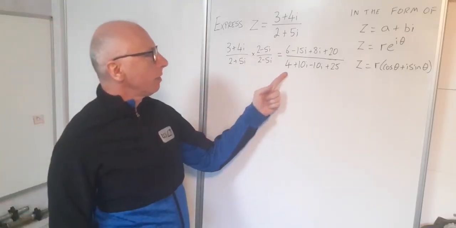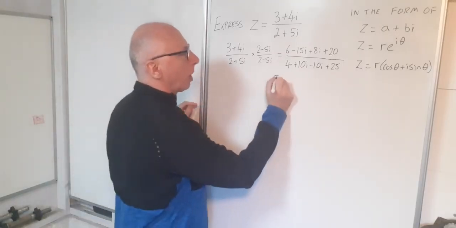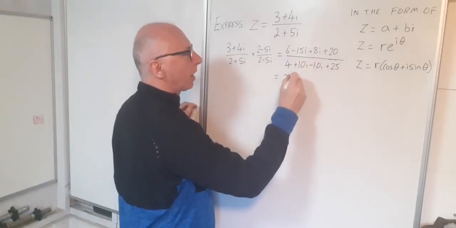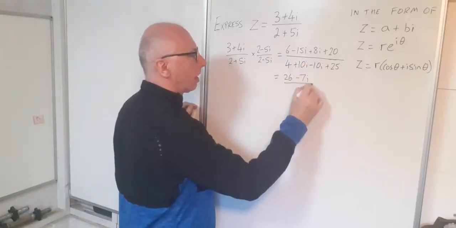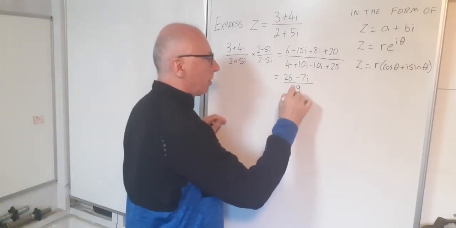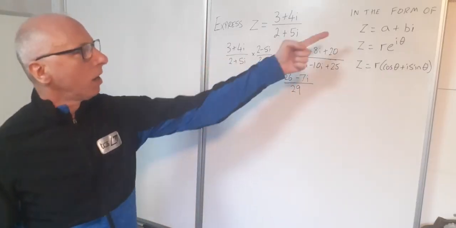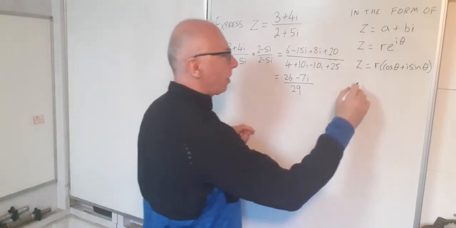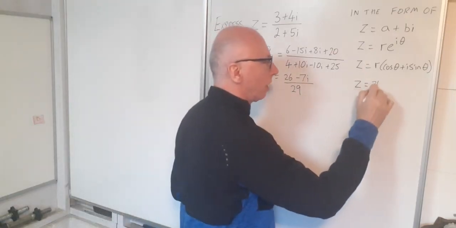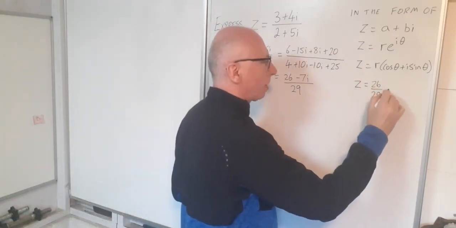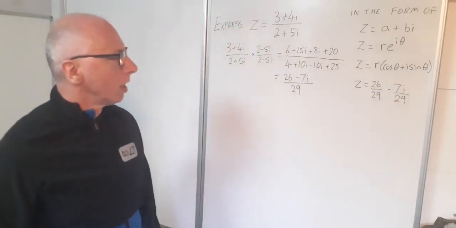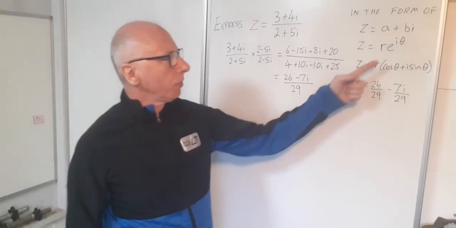Right, then we can simplify this. That shouldn't be too much of a problem. The real part is 26 and the imaginary is minus 7i, and then the denominator is just going to be 29. So now we're straight away there on the first one. So z equals, just break the fraction apart, 26 over 29 minus 7i over 29.